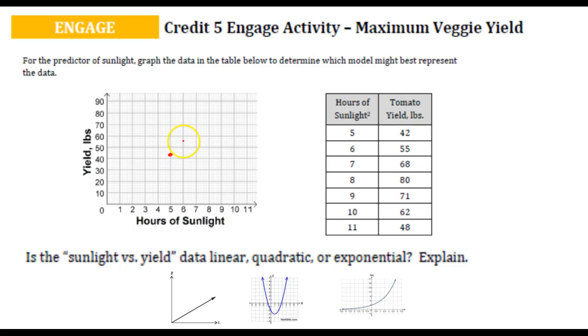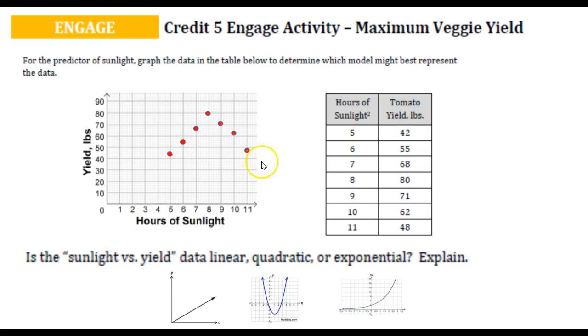655, which would be about here. 768, which would be about there, maybe closer to 70. 880 and 971. So you can go ahead and pause at any time and try and plot those points out on your graph. But as you can see here, we do have some points.